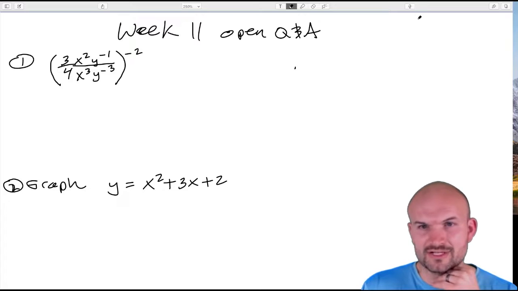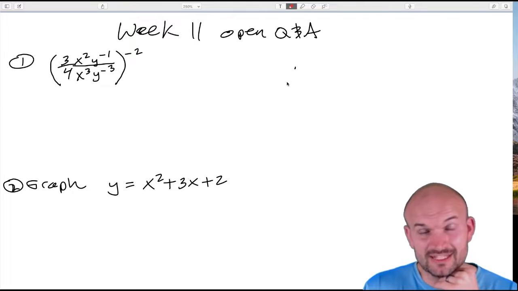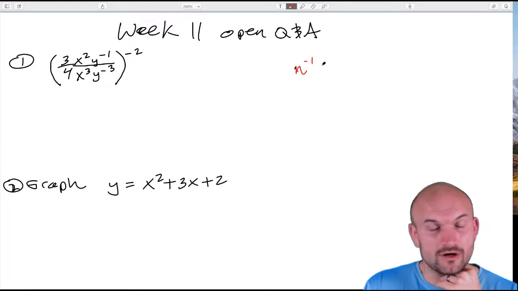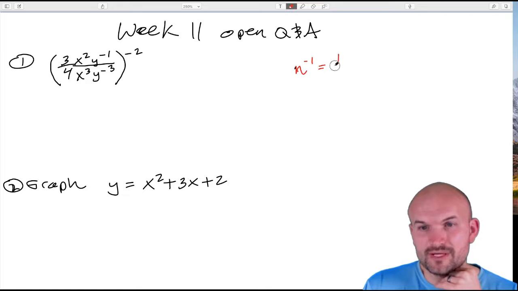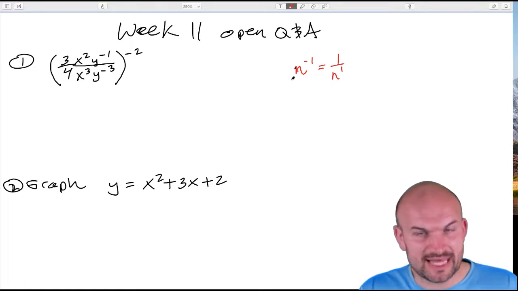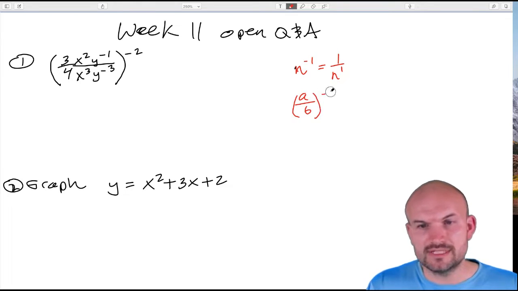Let me change this up here. All right, so again, let's do a quick little review of rules of exponents. If I had n to the negative 1, that's going to be represented as 1 over n to the first power, okay? So that's basically the reciprocal property. Now, if I have a over b to the negative 1, then that's going to equal b over a.